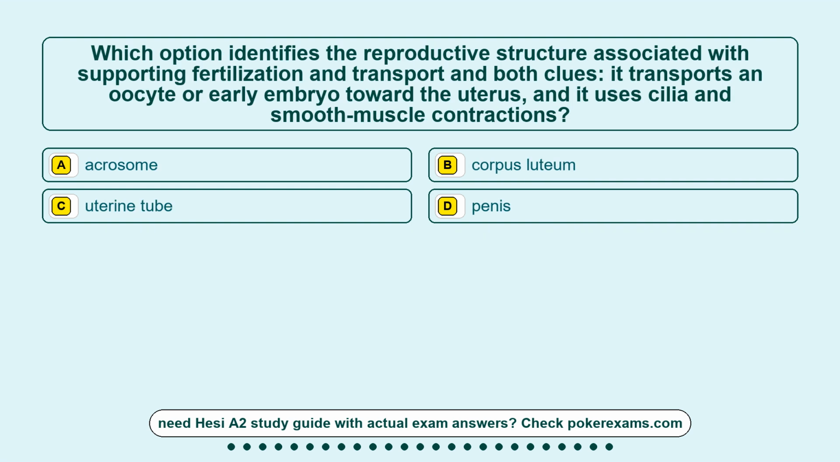Question 23. Which option identifies the reproductive structure associated with supporting fertilization and transport in both clues? It transports an oocyte or early embryo toward the uterus, and it uses cilia and smooth muscle contractions. Option A, acrosome. Option B, corpus luteum. Option C, uterine tube. Option D, penis. The correct answer is option C, uterine tube.